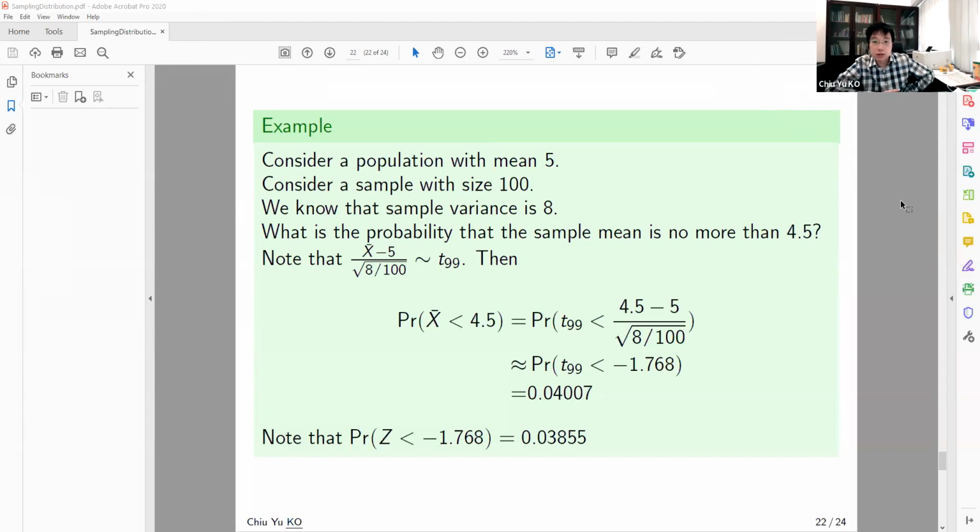Some difference for what? Yeah, okay, approximate, but there's some difference, but the difference is very minor, I think. Yeah, you can approximate. When n is about 100 or something, then the t and z will not be much different.